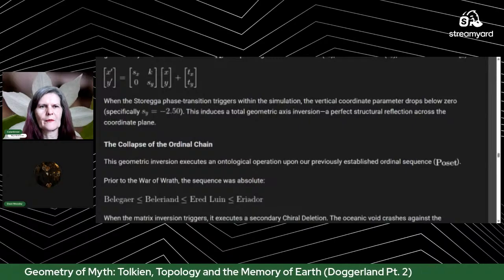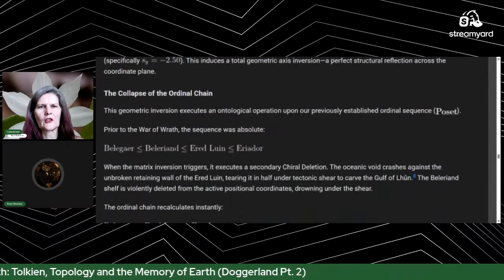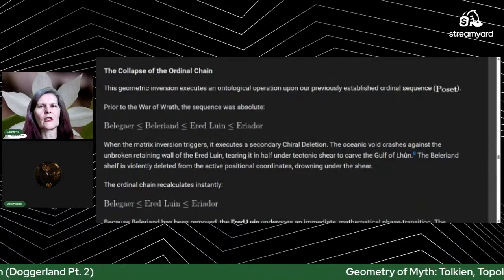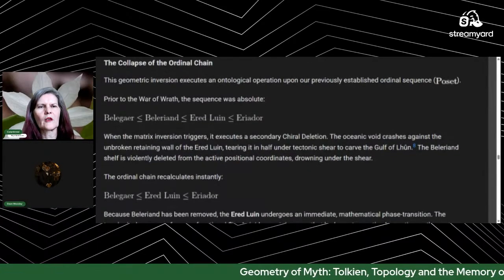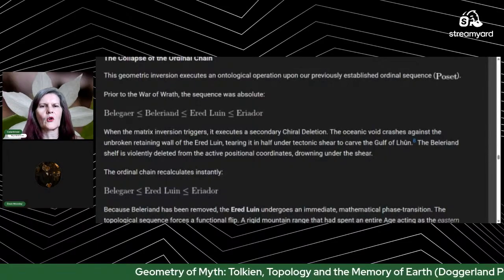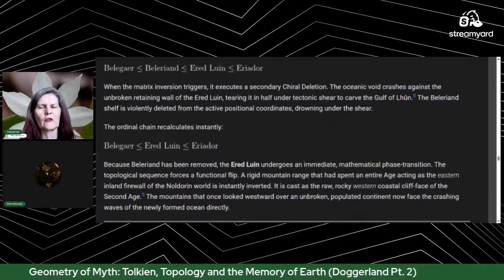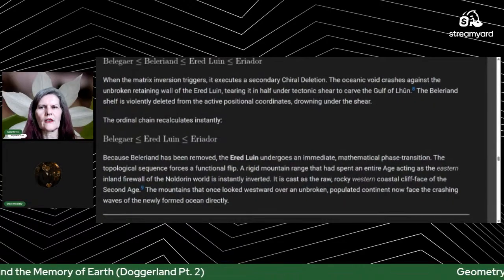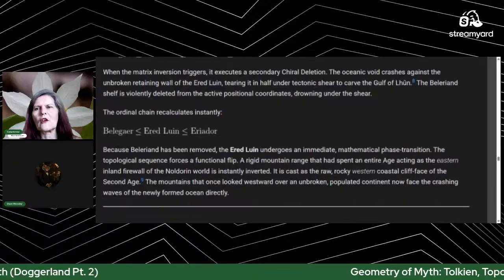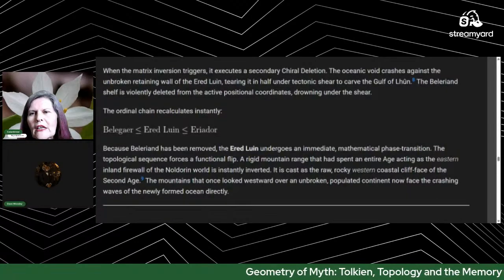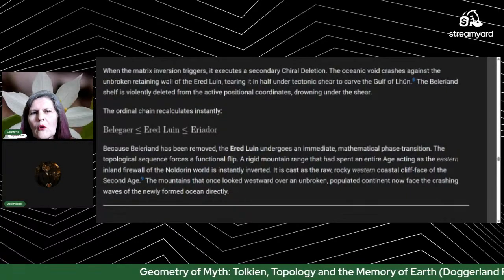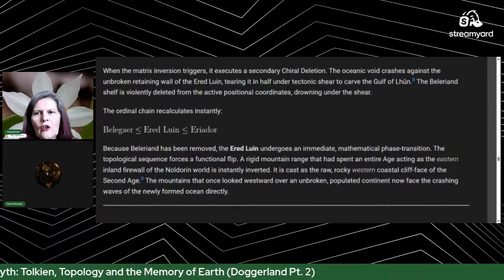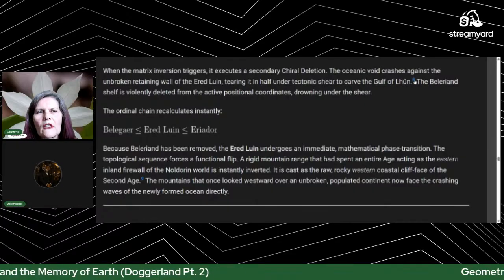Very good. And the collapse of the ordinal chain, you basically already showed that. We already talked about this. Yep, this is the same sequence. When the matrix inversion triggers, it executes a secondary. And then the oceanic void crashes against the unbroken retaining wall of the arid Lewin, tearing it in half until the tectonic shear carves the Gulf of Lhûn. The Beleriand shelf.